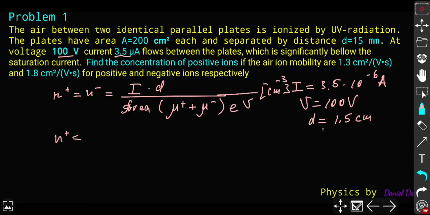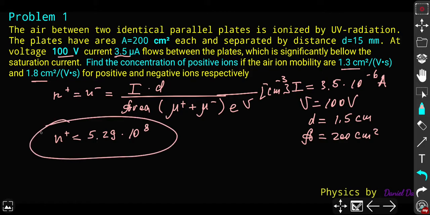Okay, and what about area? We have area 200 centimeters squared, and we have the mobility that we marked before. All right, so we have all that data, and if we finally calculate the concentration of positive ions, which is what we are required to find, it will be equal to 529 times 10 to the power 8. So that's the final concentration, in 1 per centimeter cubed. Okay, so that's the concentration under this circumstance.